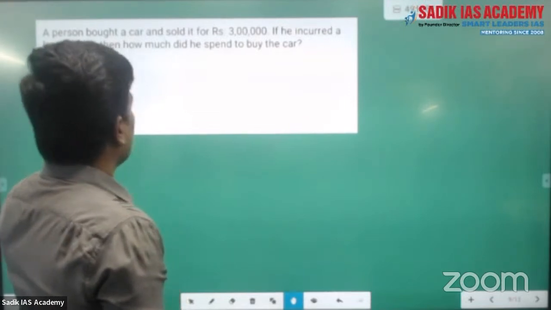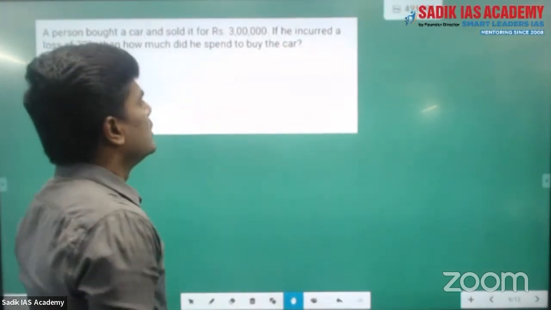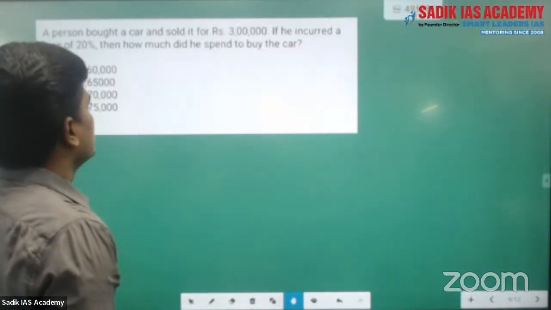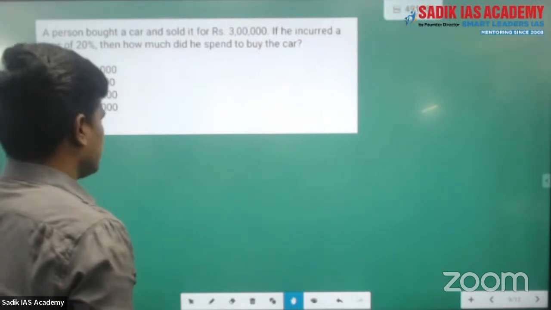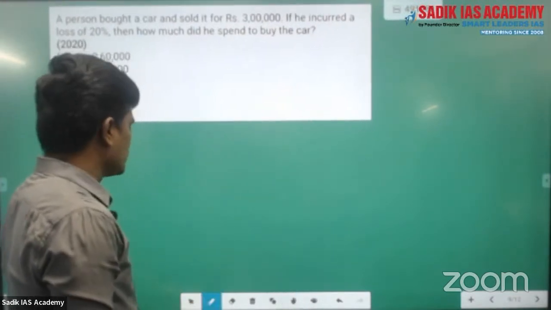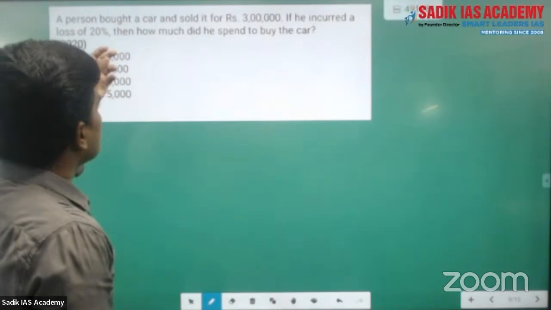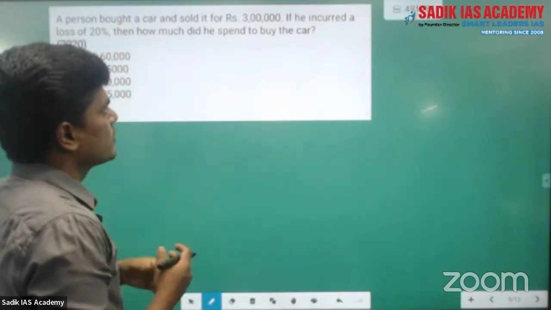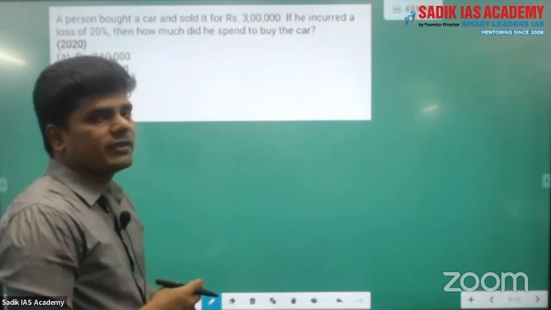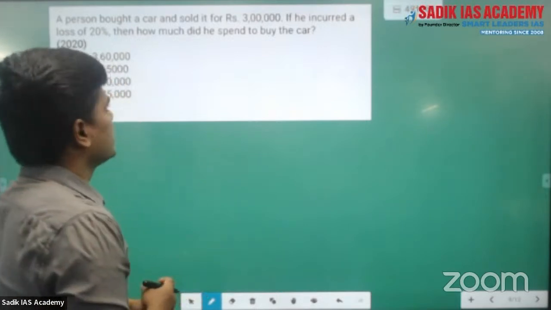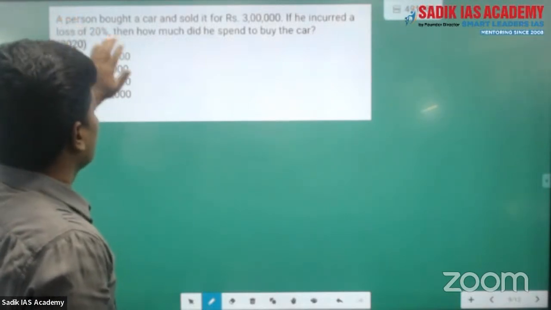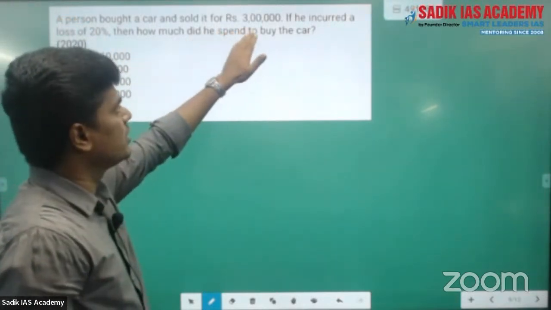So what is the question here? A person bought a car and sold it for 3 lakh. If he incurred a loss of 20%, then how much did he spend to buy the car? So what do you have to understand from this question? This question is based on the selling price and the cost price, profit and loss. Here, we don't know the cost price of the car, but the selling price we know is 3 lakhs.